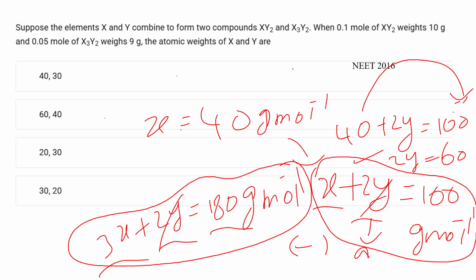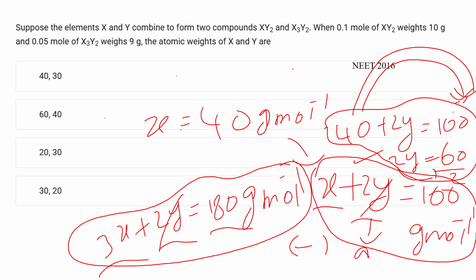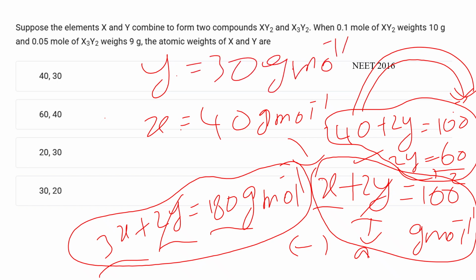From that relationship, 100 goes here, the difference between 100 and 40 is 60, then divided by 2 gives 30. So y equals 30 gram per mole. Then x is 40 and y is 30. It is very, very simple.